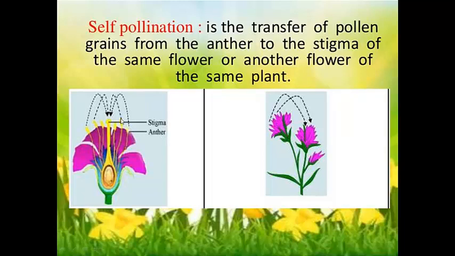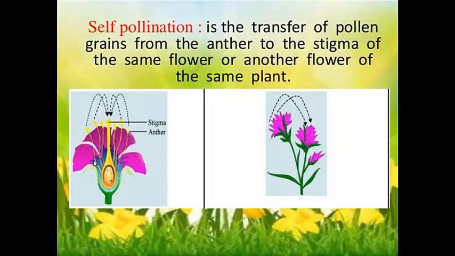Let us use the image below. This is an anther, this is a stigma. So the pollen grain is transferred from the anther to the stigma of the same flower. Or another idea says that it is the transfer of pollen grain from anther to stigma of a different flower. These two flowers are different but belong to the same plant. So this is known as self-pollination.